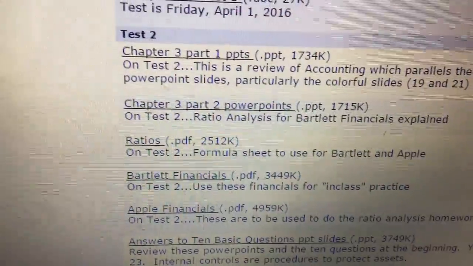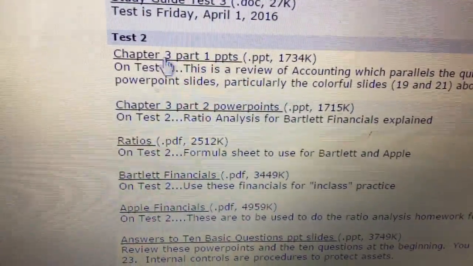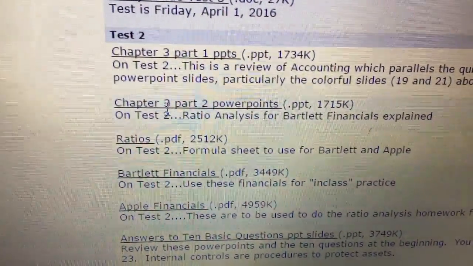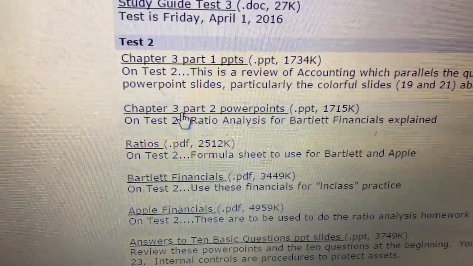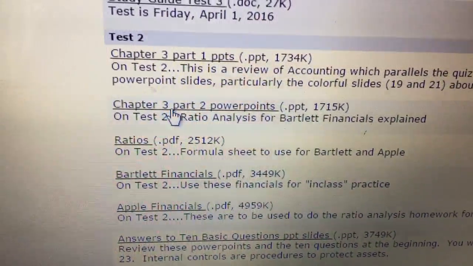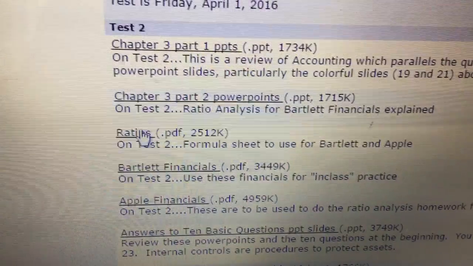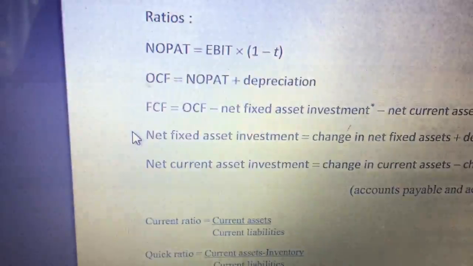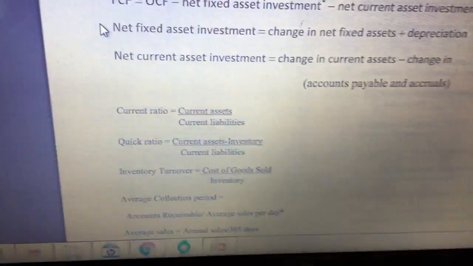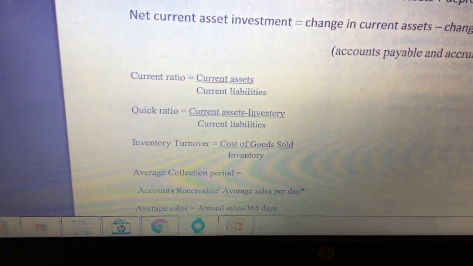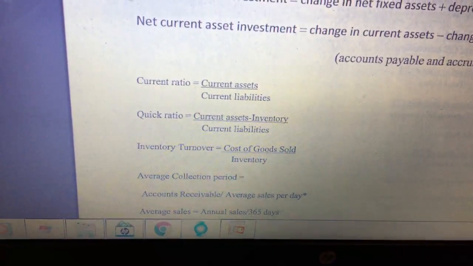Test 2 material. You need to pull up your PowerPoint slides for part 2, and I have those pulled up already. So chapter 3, part 2 PowerPoints. You need your ratio sheet. Let's take a look at that. If you haven't already pulled it up and done the first two, you need 2 copies of this. We'll be starting down at the bottom on the third problem, the inventory turnover.